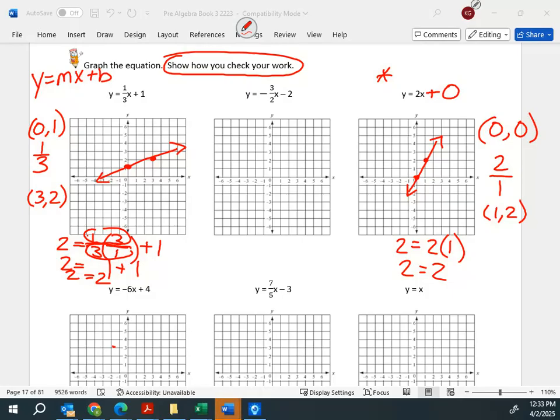So what you need to find is your y-intercept. You need to find your slope, plot them, draw your line, then use that point you found with that slope to put it back into your equation of y equals mx plus b.